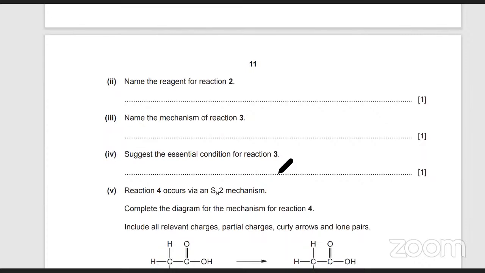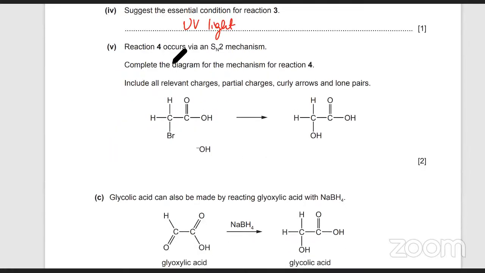So this is free radical substitution. State the essential conditions for reaction number 3. That's UV light. Wrote that. Then he says, complete the diagram for the mechanism for reaction number 4. Now this is a halogenoalkane reacting with, it's a nucleophilic substitution, and he's specifically talking about SN2 mechanism. So what's an SN2 mechanism for a halogenoalkane? That's this one.